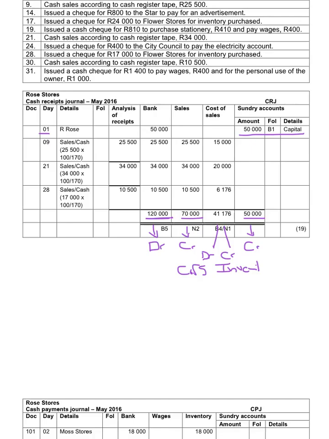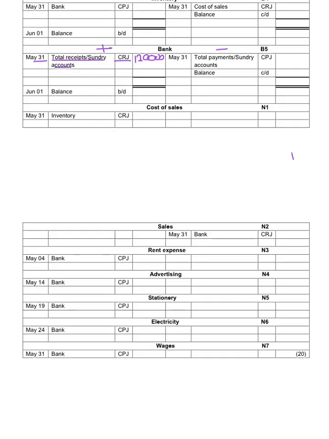The total of the sales is 70,000, so the income must increase on the credit side with 70,000. This is a total, so it will be posted on the last day of the month, the 31st. The account debited is bank, posted from the cash receipts journal, 70,000.